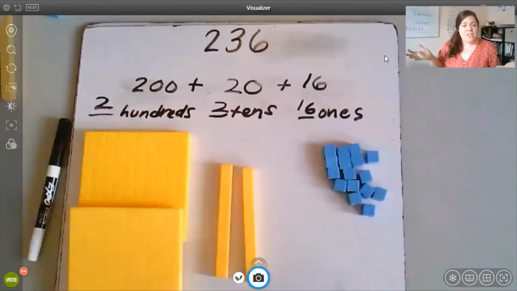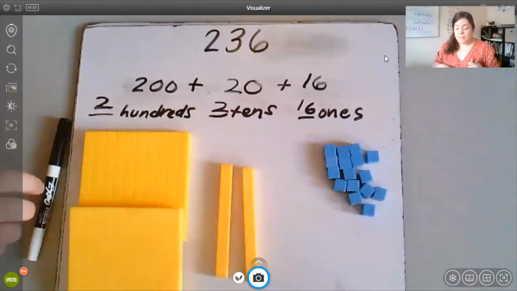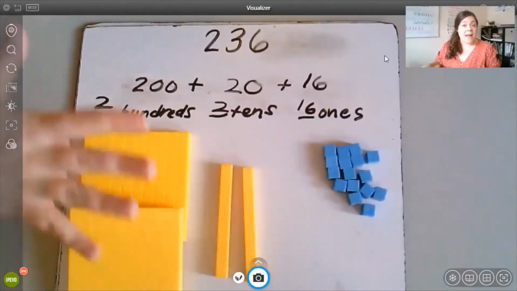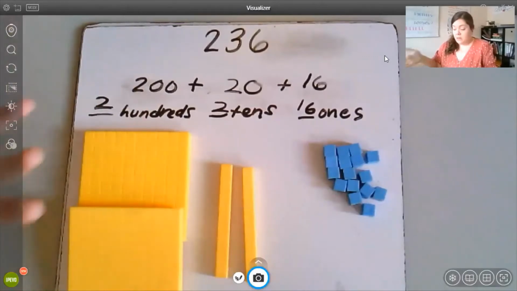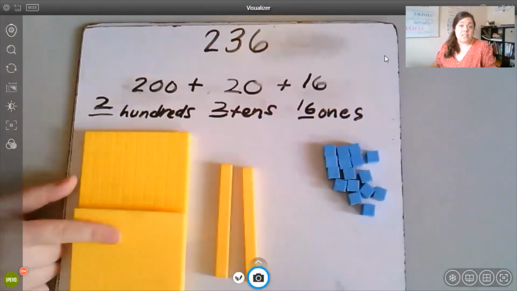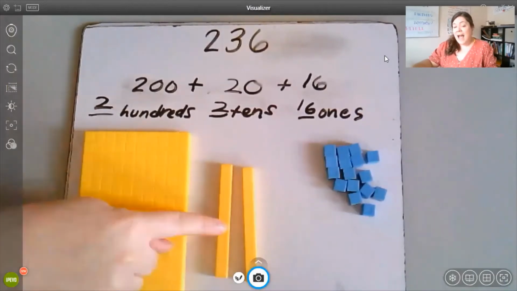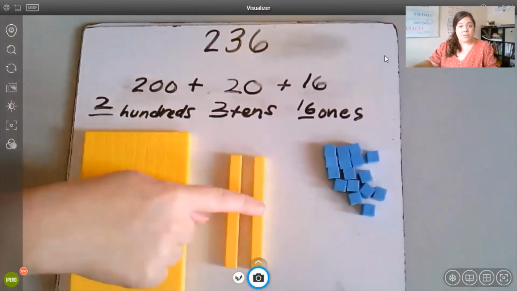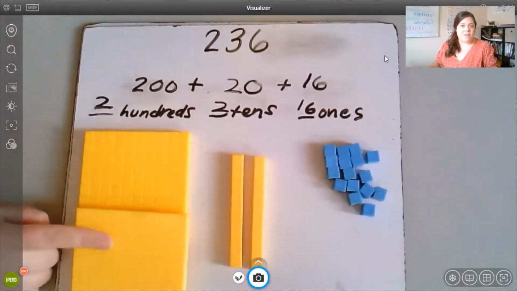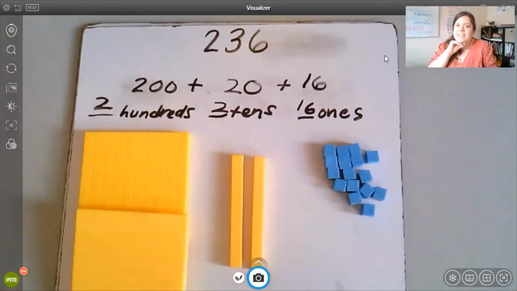Let's say I want to change it up again and show a third way to represent the number 236. There's another swap I could make based on what I see on my board. I'm going to go ahead and swap one of my hundreds blocks out. And I need to know how many tens rods I need to put on my board to replace this hundreds flat. You guys have any ideas? Take a second to think about it.